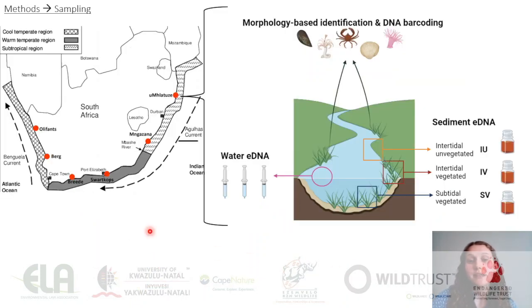So my research focuses on sampling 6 Zostera capensis seagrass estuaries along the coastline of South Africa, with 2 estuaries per biogeographic region, namely subtropical, warm temperate and cool temperate. From each estuary, water eDNA and sediment eDNA were collected, with sediment being collected from intertidal unvegetated, intertidal vegetated and subtidal vegetated seagrass beds. In addition, I collected macroinvertebrates from the seagrass beds for morphology-based identification and DNA barcoding.